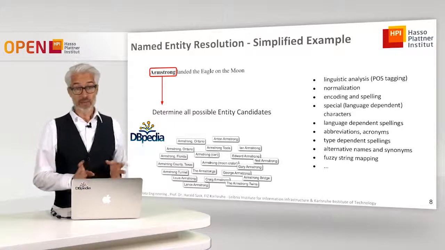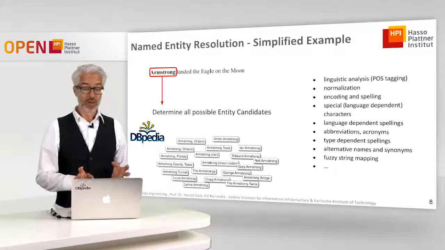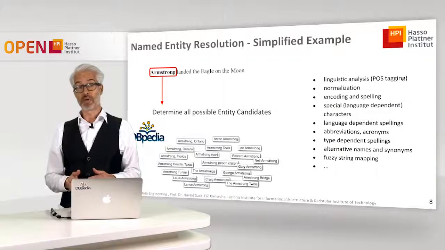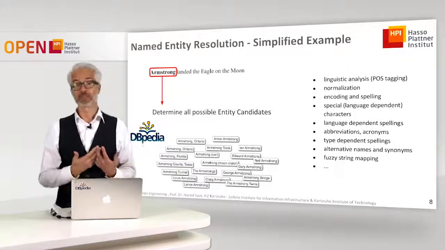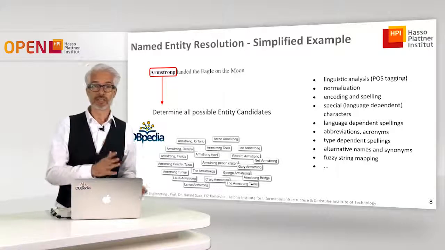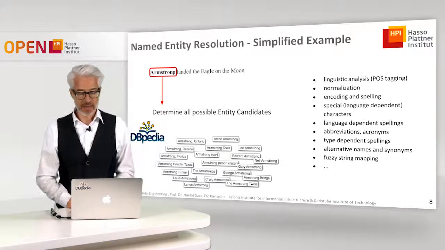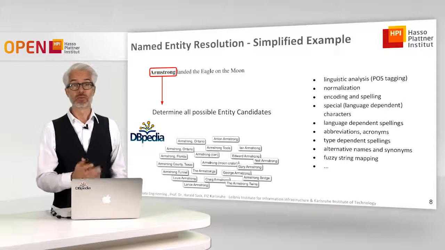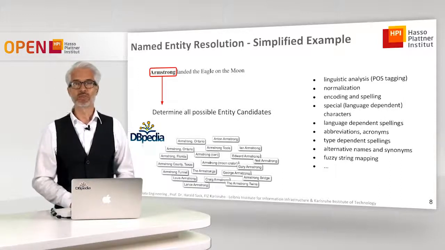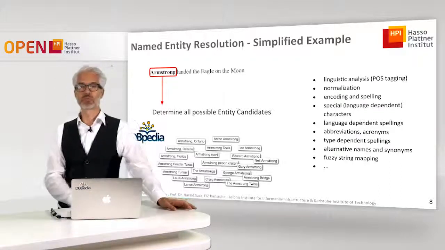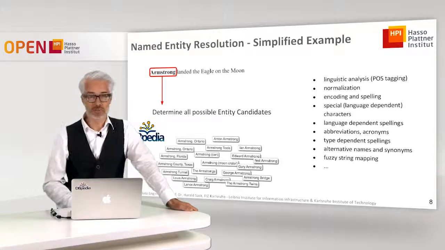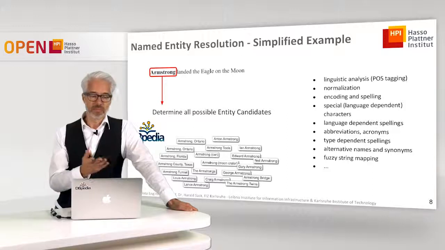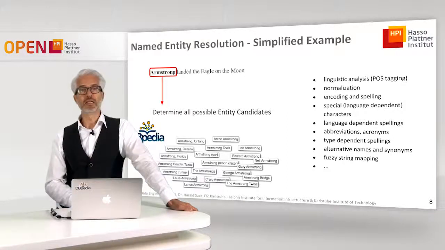How does named entity resolution work? First of all, we have to find out with the help of, for example, natural language processing techniques, what are the named entities in the text. So what are the things which represent names? You do this usually by linguistic analysis with the so-called POS tagger, part of speech tagger, and then you are looking for the nouns, for example. And here the nouns would be Armstrong, Eagle, and Moon.